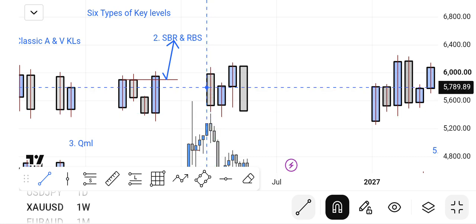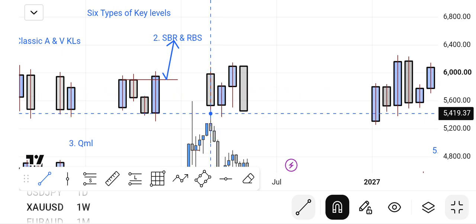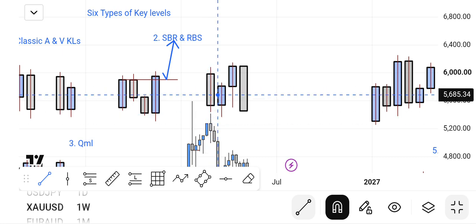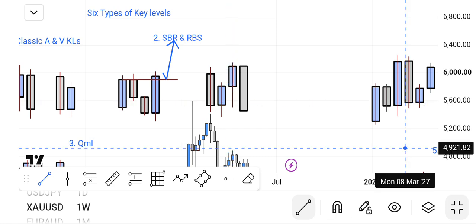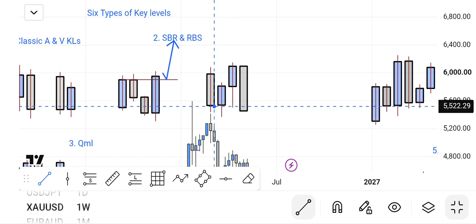Oh my goodness, what is this, man? Oh my goodness. Anyway, let me remove my magnet. It's my magnet that's causing this wahala.